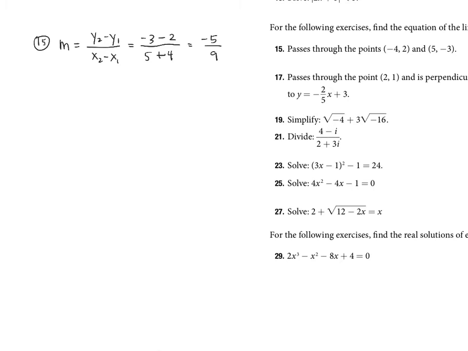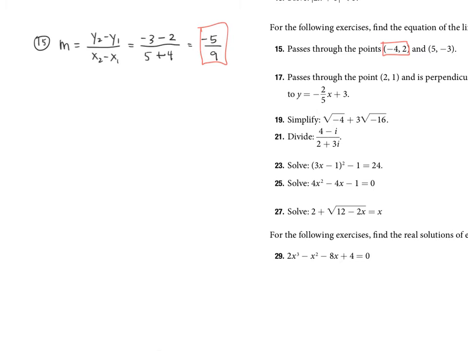Now we need to find the equation. So remember, when you're finding an equation, you have to have a slope. That's why I started by finding the slope. And now we're going to use the slope and one of the points. It doesn't matter which point, so I'm just going to choose this one, but you could use either point you want to find the equation of the line.